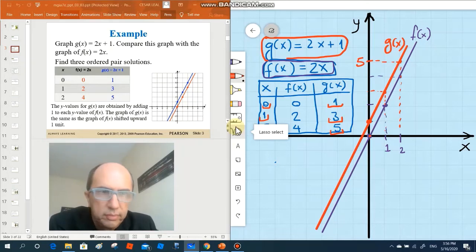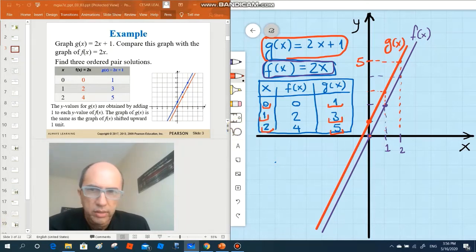It's kind of the same thing as the PowerPoint, we just swapped the colors. One interesting thing is they are parallel lines, and we will see later why. And this is how we graph and compare two linear functions.